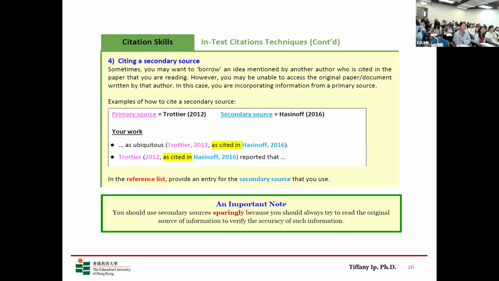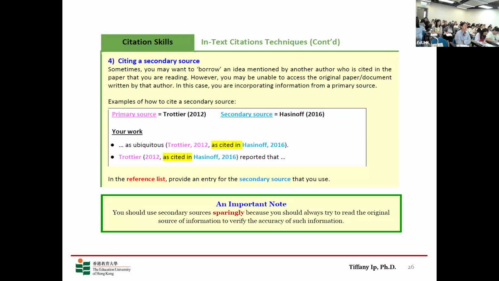But sometimes, they may be mentioning a very classic theory, maybe from 1990. You don't want to just check out that source directly, or it can be difficult to get it, then use this kind of format. Okay? And we can also put it like this, Trottier, and then bracket 2012 reported that. Normally, if we don't have the "as cited in," it's simply Trottier and then bracket 2012, close the bracket, reported that, right? So now we just add one more part, "as cited in" the thing that you're reading.